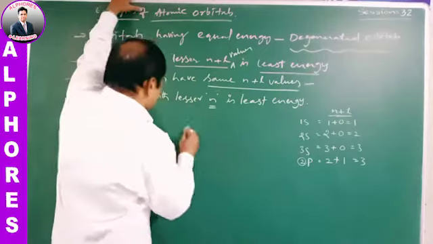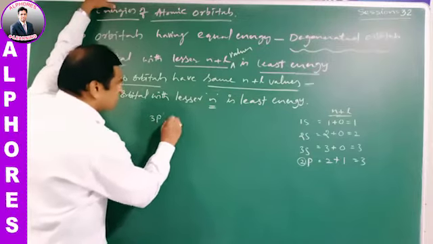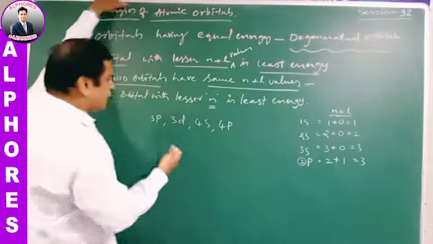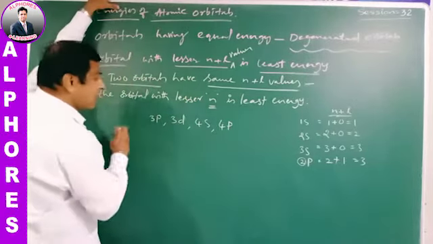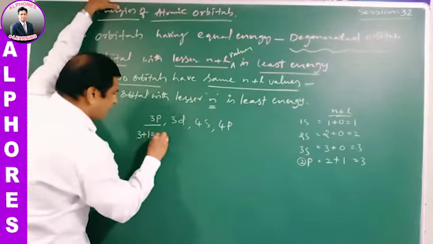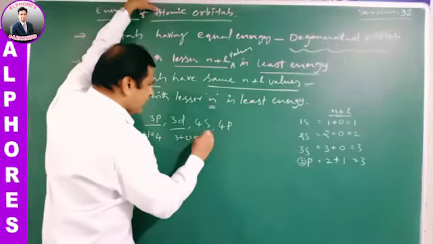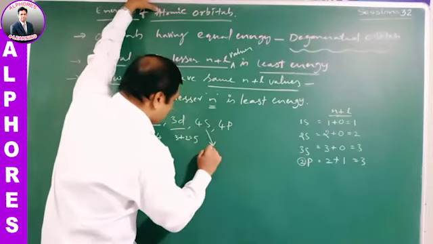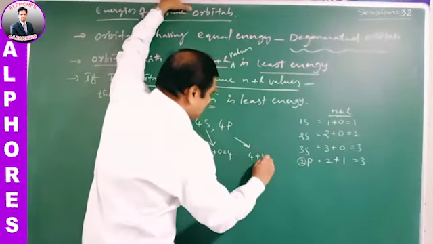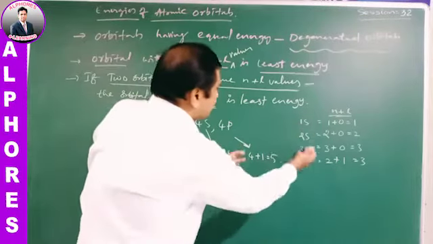So let us take again 3s, 3p, 3d, 4s and 4p. Now in this, n plus l value: 3 plus 1 equals 4. 3 plus 2 equals 5. Here 4 plus 0 equals 4. Next, 4 plus 1 equals 5. Now out of this, what is the energy order?